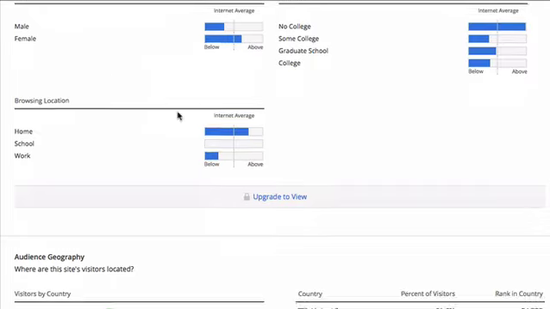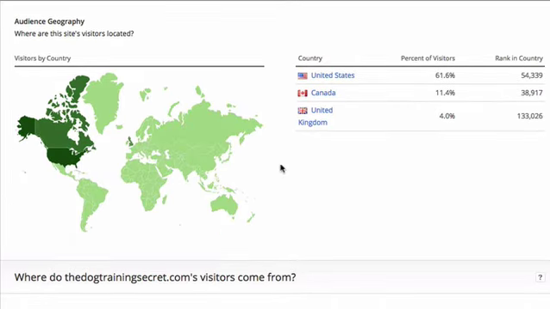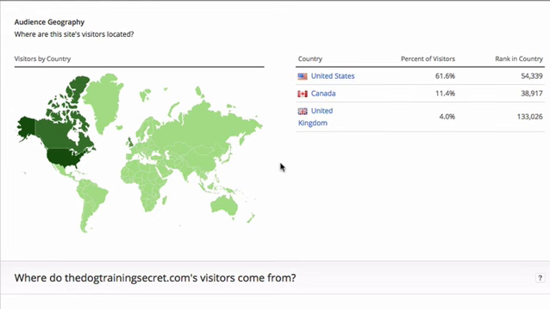The other thing we want to look at real quick here are some audience demographics of where the site's visitors are located. We can see here 61.6% are coming from the United States, 11% from Canada, and 4% from the United Kingdom. Now, the site certainly has a lot of visitors from all different other countries too, but the majority of visitors seem to come from those places.